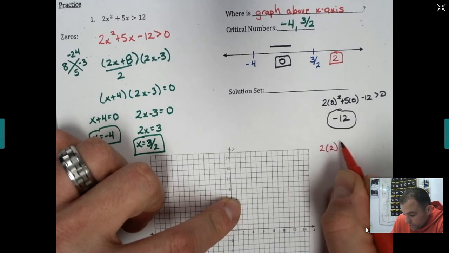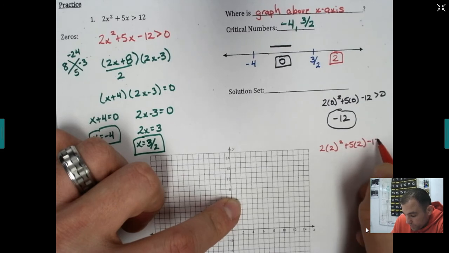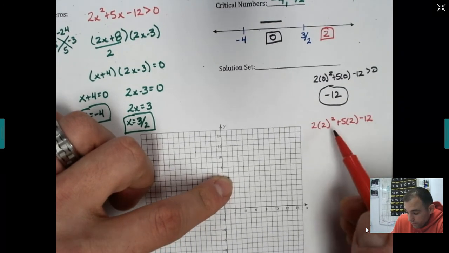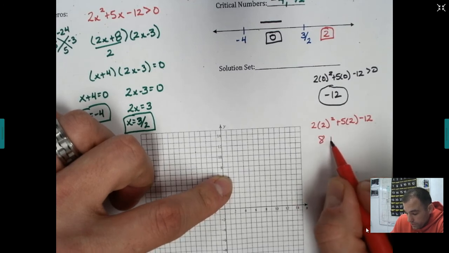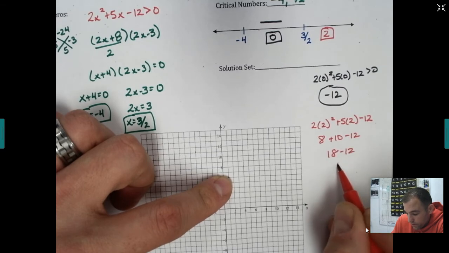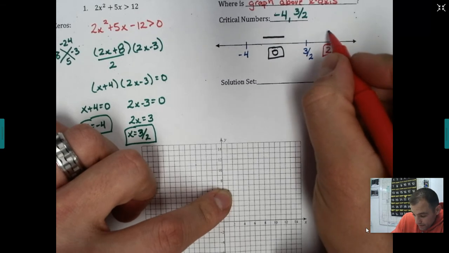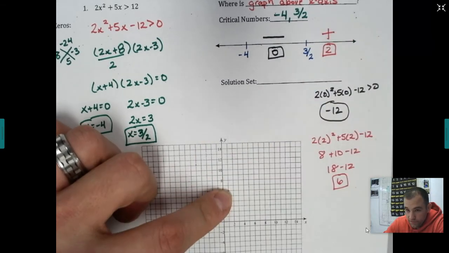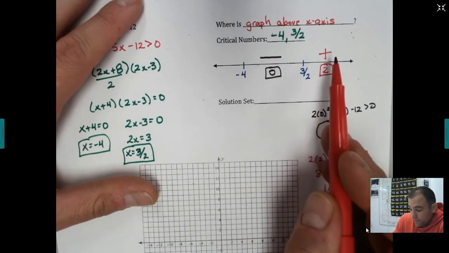2 times 2 squared plus 5 times 2 minus 12. And if I solve this, 2 squared is 4. 4 times 2 is 8. 5 times 2 is 10 minus 12. So I get 18 minus 12, which is 6. So I now know that this side is positive. Okay? So I know this one's negative, this one's positive.